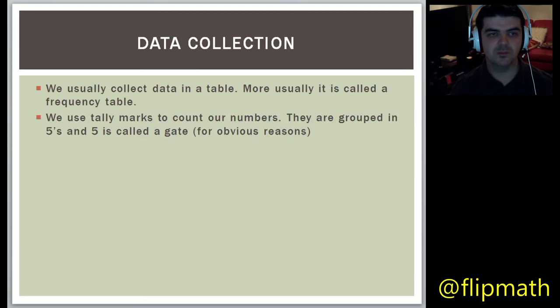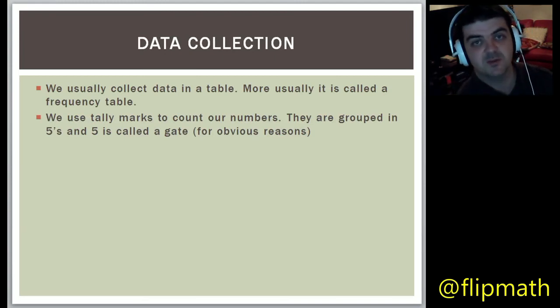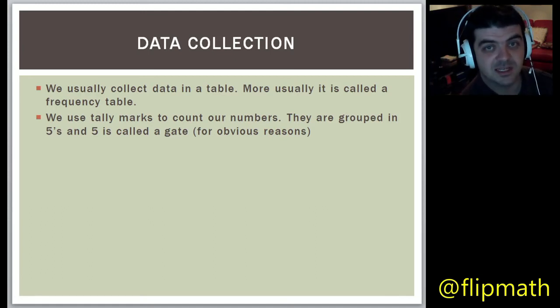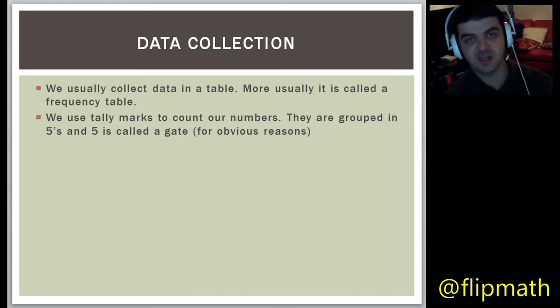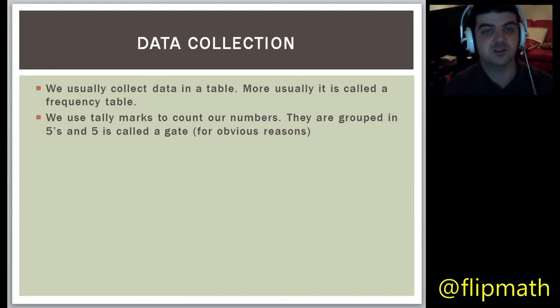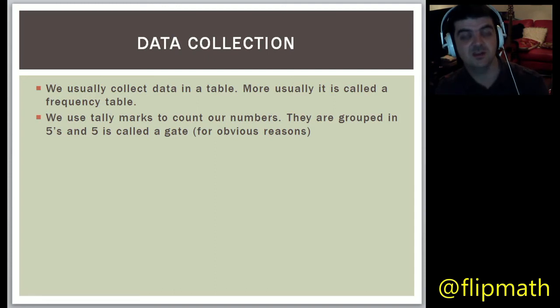Now, we will touch briefly on this, but most of this part is coming up in the next video, so how we collect data and represent data. We usually collect data in a table, like I've said, but more usually it's called a frequency table. And we've used the tally marks and things to count our numbers. They're grouped in fives, and five is called a gate, because it looks like a gate, a five gate.